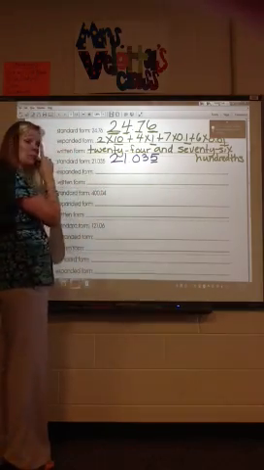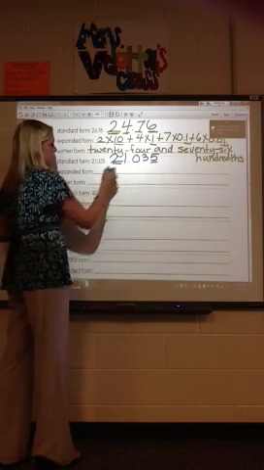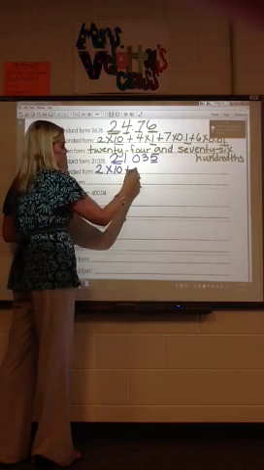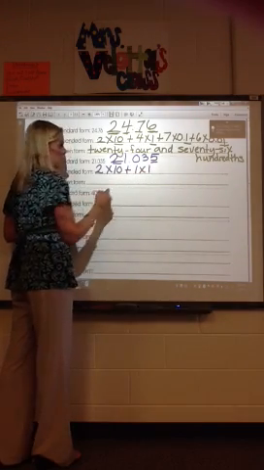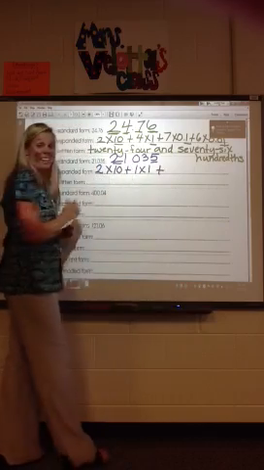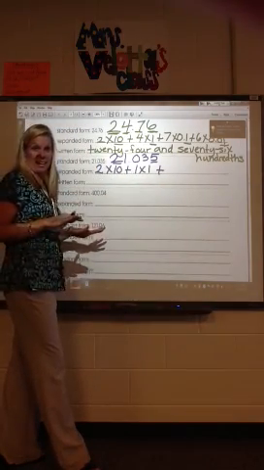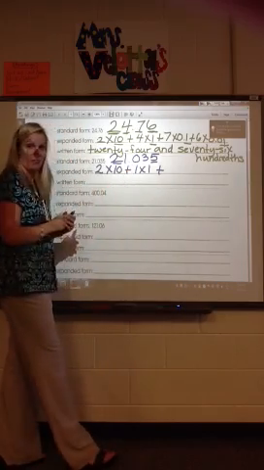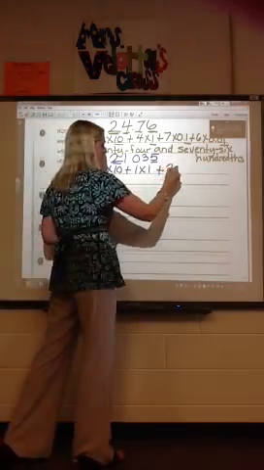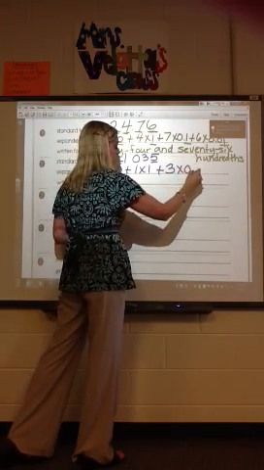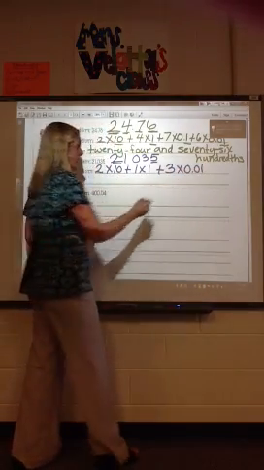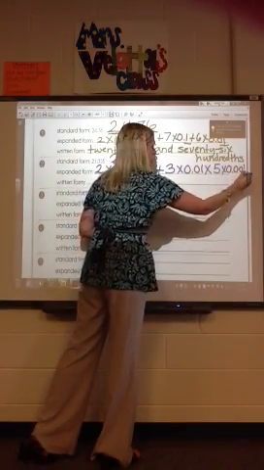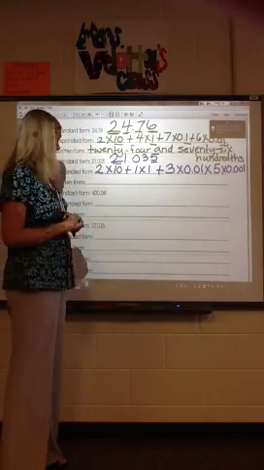So here we go, expanded form using multiplication and addition. We see a 2, so I'm going to say 2 times 10 plus 1 times 1 plus, I don't have anything in the tenths place, so I don't have to do anything. I could write 0 times 1/10, but I don't have to because that 0 doesn't have a value. So I'm going to go to the next place, the hundredths place. 3 times 1/100. And then finally I'm going to go to the 5. 5 is in the thousandths place, so I'm going to multiply that by 1/1,000.